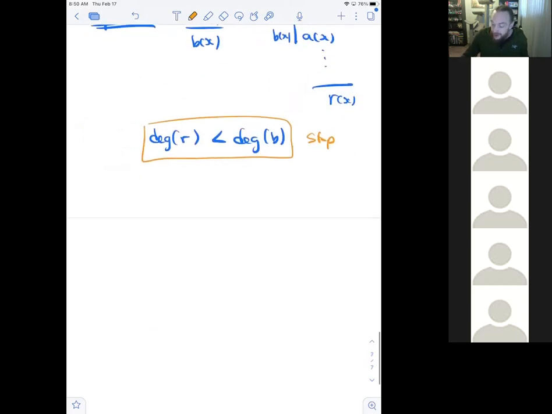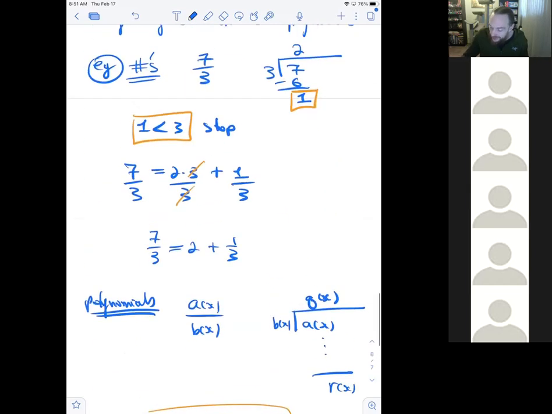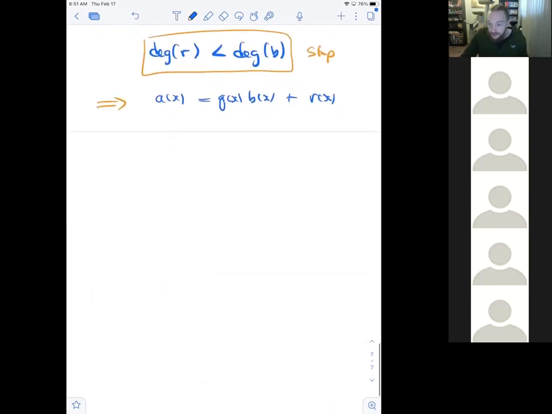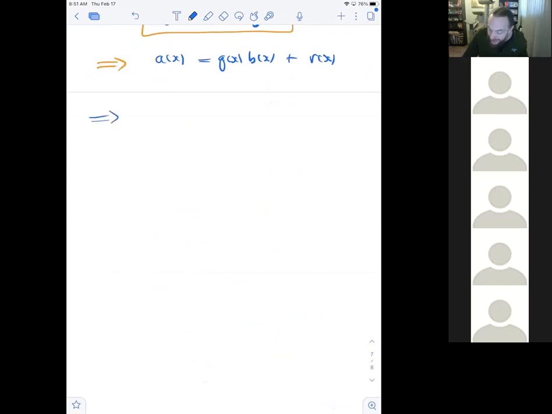And that tells us what? I can write A of x as Q of x times B of x plus a remainder, just like I did with the numbers. And what is that good for? Because now I can divide by B, and that says A of x over B of x is equal to Q of x plus R of x over B of x.